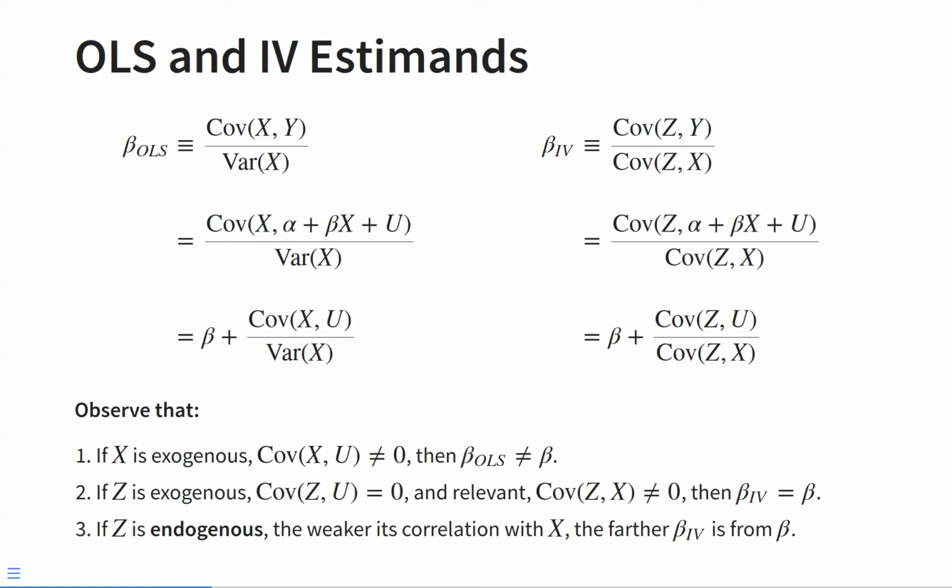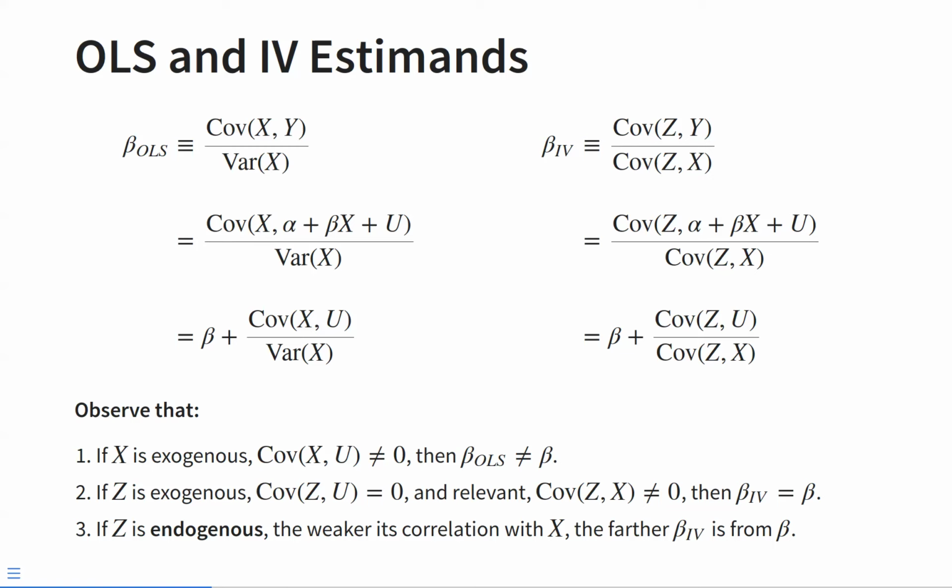And a familiar calculation with covariances and plugging in our model, our causal model for y, shows that the OLS estimand is equal to beta. That's the true causal effect of x on y, the effect of increasing x by 1 unit on y. It's equal to that beta plus something else. So that something else is actually the slope of a regression of u on x. So it's the covariance of x with u divided by the variance of x.